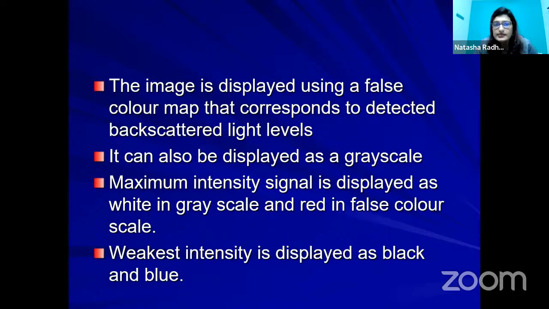The image you're seeing is displayed using a false color map. It has nothing to do with the correct color of the retina. It corresponds to detected backscattered light levels. It can also be displayed as a grayscale. The maximum intensity signal is displayed as white in gray and red in the false color scale, and the weakest intensity is black and blue.